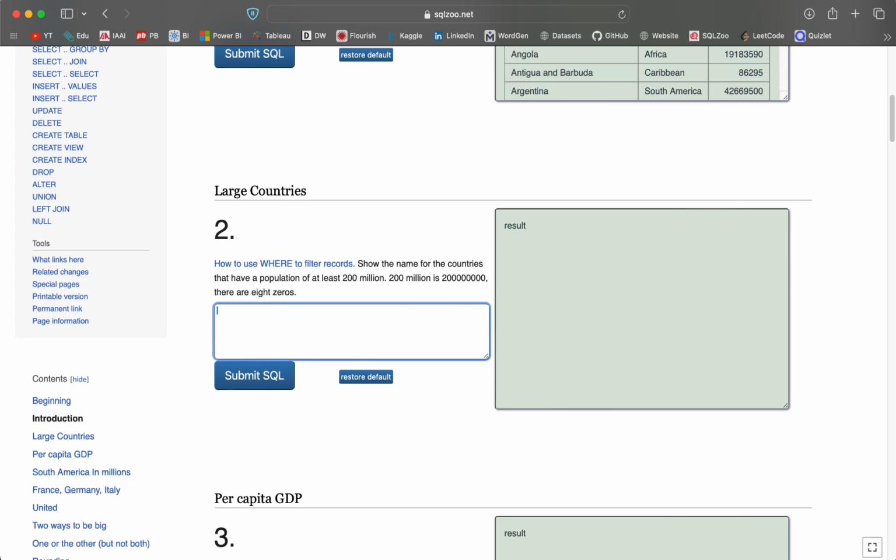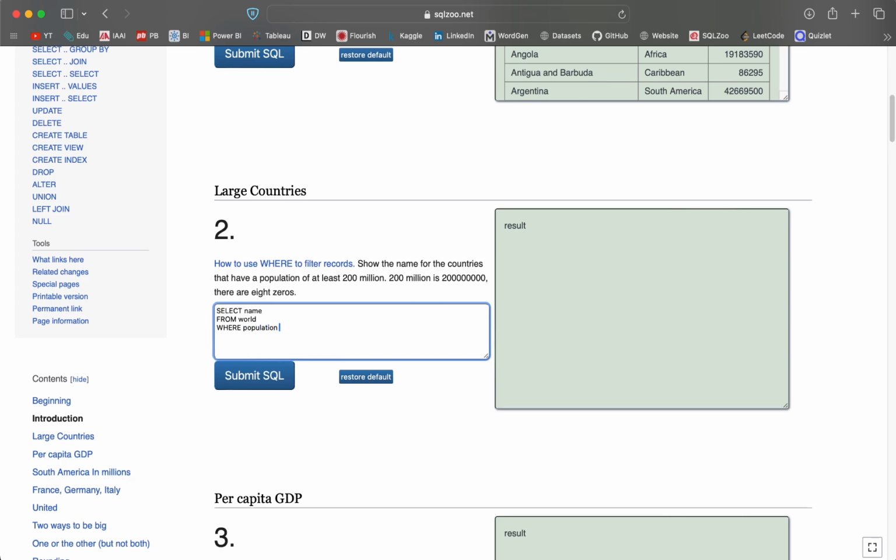Question number 2 says, how to use the where to filter records. Show the name for the countries that have a population of at least 200 million. 200 million is that number there, which has 8 zeros. So we say select name from world where population.